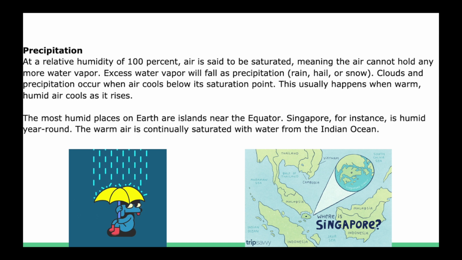The most humid places on Earth are islands near the equator. Singapore, for instance, is humid year-round. The warm air is continually saturated with water from the Indian Ocean. This picture shows where Singapore is located.